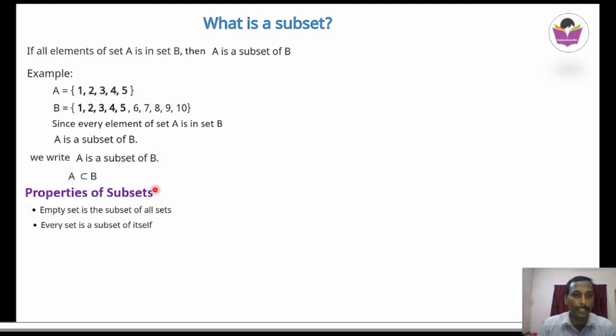Means we have studied the 2 properties of subsets. For all sets, the empty set you can take as a subset, and in all the sets the same set itself we can write as a subset. So these are the 2 properties.